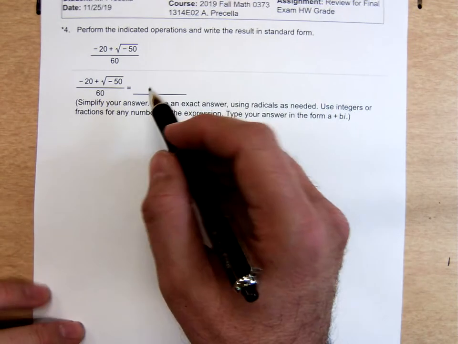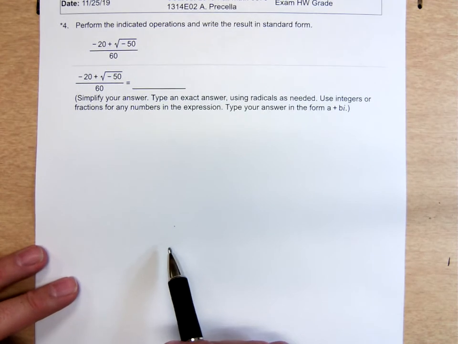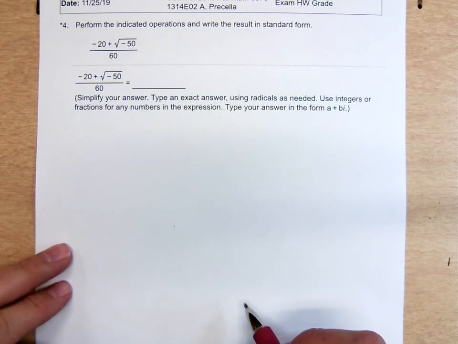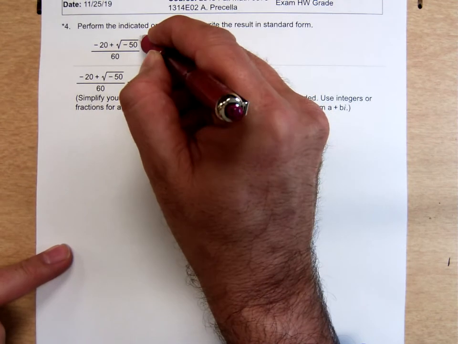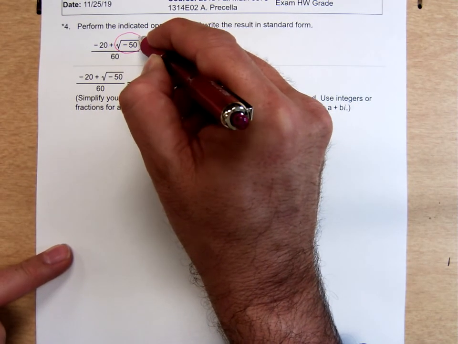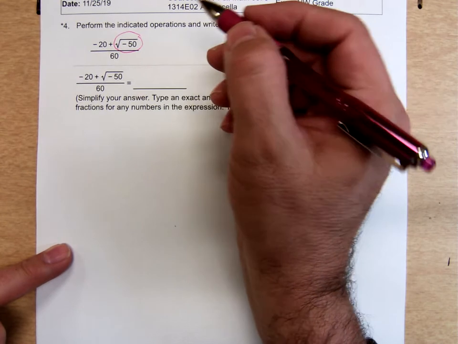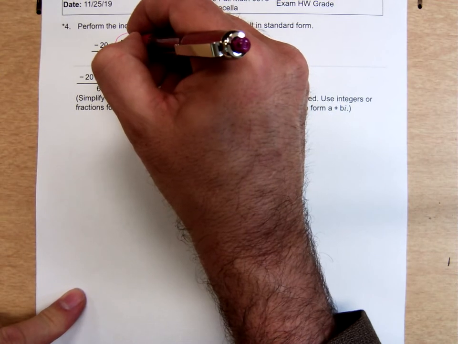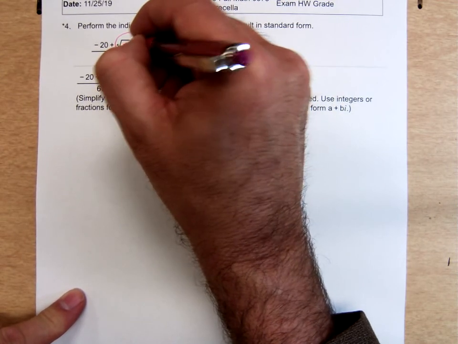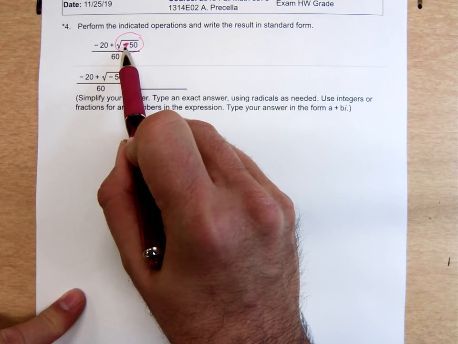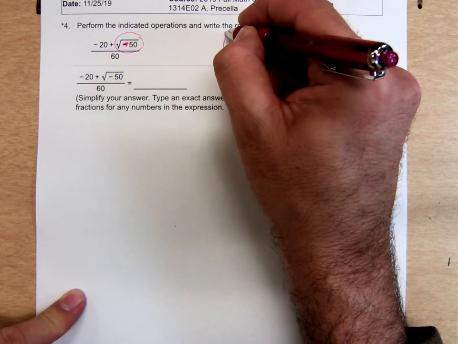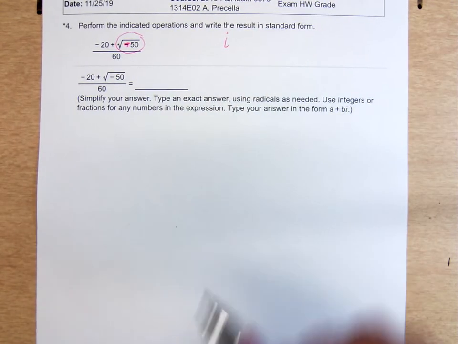It says, perform the indicated operations and write the result in standard form. Well, in order to simplify this fraction, the first thing we're going to have to do is simplify this square root. So when I look at that square root, I ask myself, is there going to be an imaginary number here? And the answer is yes, because we have the square root of a negative. Because of this pink negative here under the square root, I'm going to write this pink i right there. All I'm doing right now is just simplifying that square root.